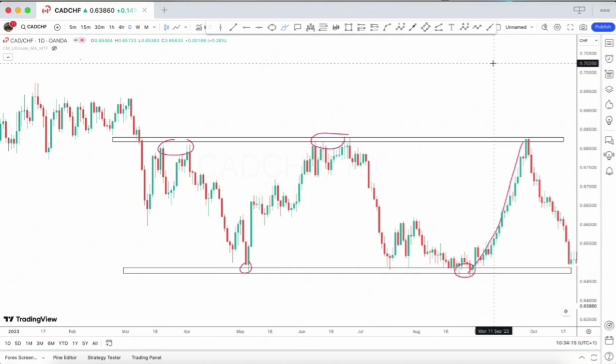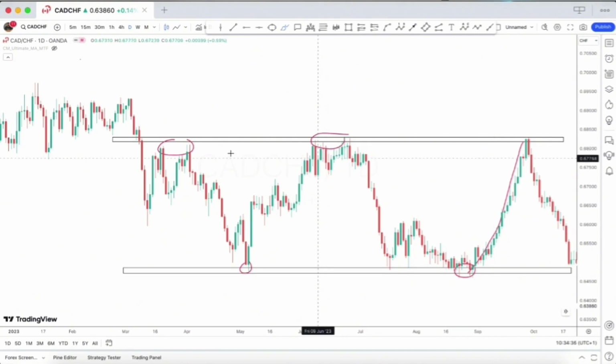So trying to trade between the support and resistance of those consolidations can be very risky. So you just have to wait for a breakout. But in this case right now, this is a daily time frame structure, so we can actually look for trading opportunities within this ranging market.